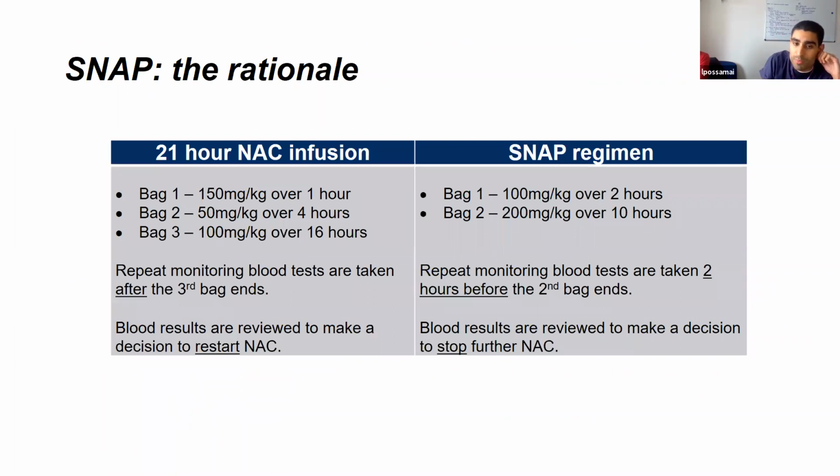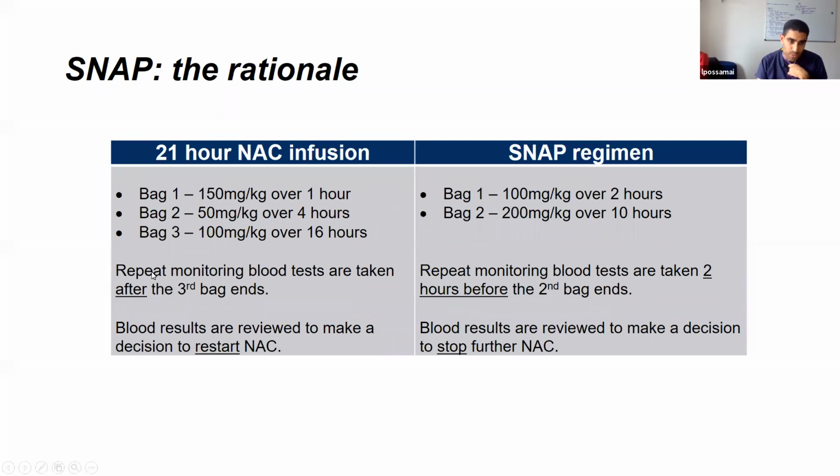So this is where the SNAP regime really steps into gear then. Again, it was derived in Edinburgh, where Dr. Thanakudi's group were looking at serum NAC concentrations and how they fluctuated with different concentrations of infusion and rates of infusion. And from their pool of data, they suggested this new regime, which would give the same 300 milligram per kilogram as the 21-hour infusion, but would do so over a 12-hour period instead. So starting with a low dose infusion of 100 mg per kg over 2 hours, and then dose incrementing up to 200 milligram per kilogram over 10 hours.